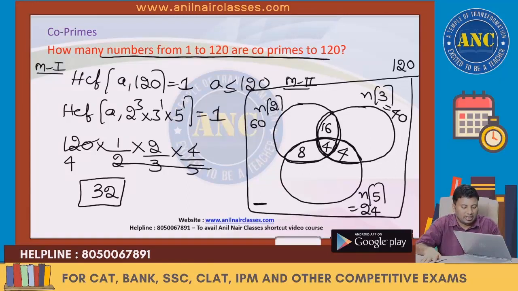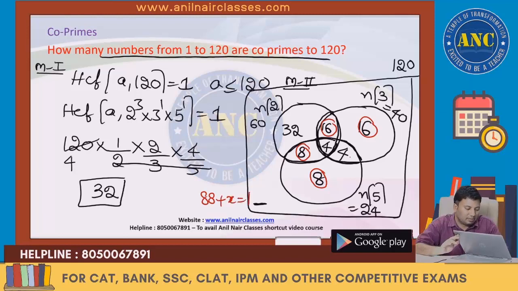16 plus 20, 20, 28. This will become 32. 16 plus 8, 24. This will become 16. 8 plus 8, 16. This will become 8. Now you can solve these. What is this one? 8 plus 8, 16. 16, 16, 16, 48. 48 plus 8, 56. 56 plus 32, 88. So 88 plus x is nothing but 120. X is nothing but 32.